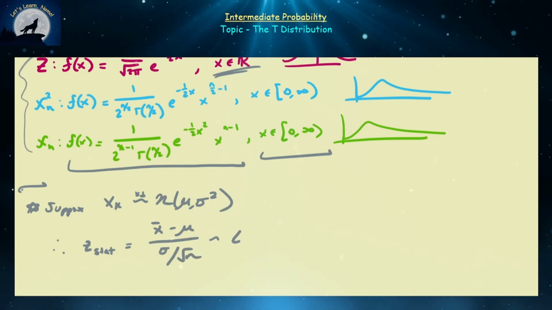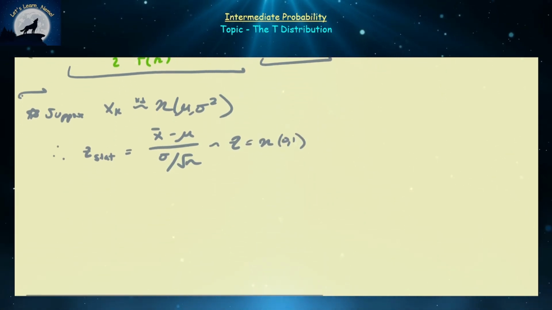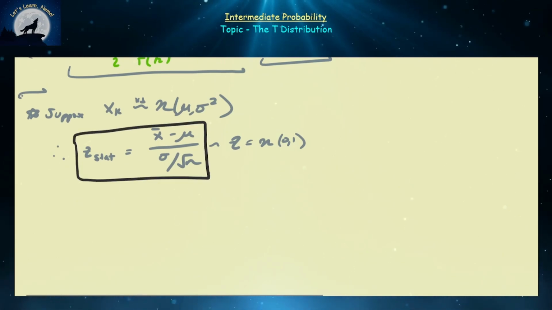And it's very easy to prove that this is going to follow a z, also known as a normal 0-1 distribution. Right, so again, the main point about this z test statistic is we have x bar, which is a random variable, we have mu, which is a number, and then sigma, which is the population standard deviation, which is a number, and then we have the square root of n, which of course is a number.